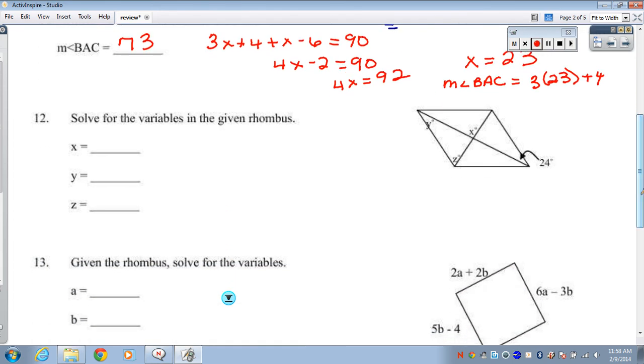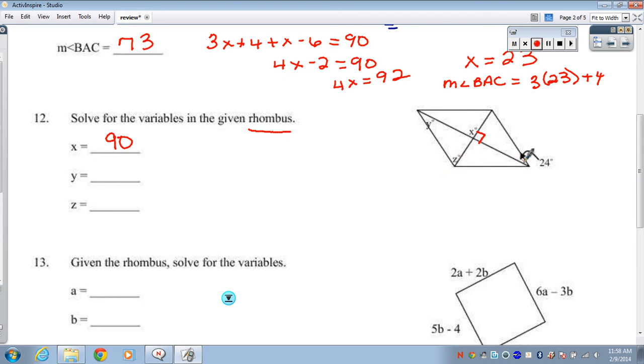Number 12, solve for the variables in the given rhombus. First of all, you need to remember your properties of your rhombus. The diagonals are perpendicular. Therefore, every angle right here is 90 degrees. So x is 90 degrees. The other thing you have to remember is that it is a parallelogram, so opposite angles are congruent. And the diagonals bisect the angles for a rhombus.